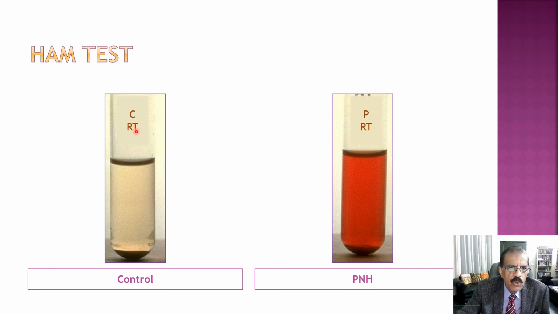This is controlled at room temperature. The patient at room temperature, the cells are hemolyzed. This hemolysis occurs due to complement, and complement is destroyed at the temperature of 56. So if you do the same test at a temperature of 56 or higher, then this will not happen, because complement is inactivated at 56 degrees centigrade.